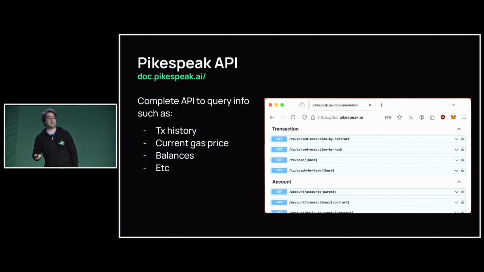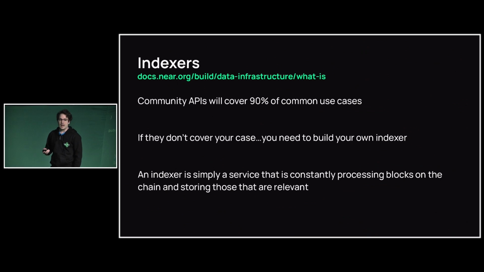And then you have the Pikespeak API, which is a complete API to query information such as transaction history, current gas price, balances, etc. Now, to be honest, if you ever want to track information of your application and your users, those APIs are going to get you like 90% of the way there.